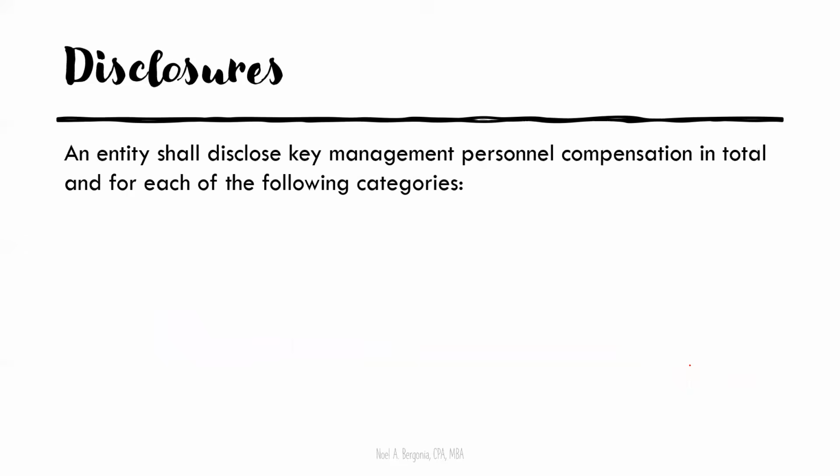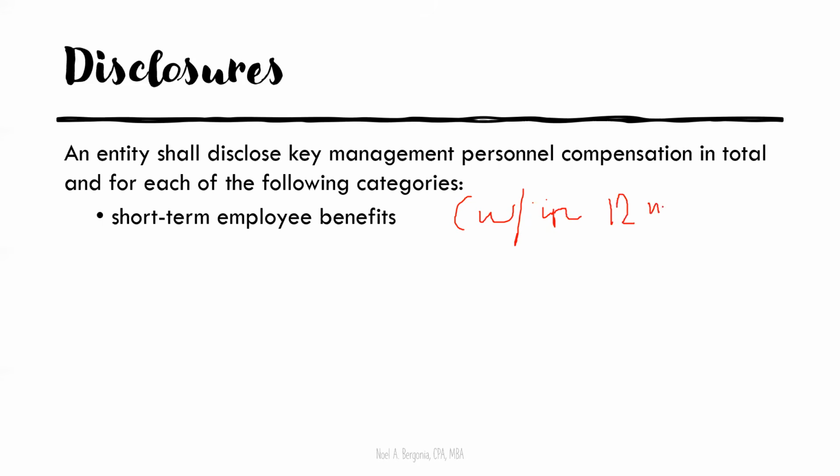Moreover, with regard to key management personnel, the entity shall disclose compensation, of whatever type, as defined under this standard, and also under the following categories. First, short-term employee benefits. When we say short-term employee benefits, this refers to the benefits expected by that employee within 12 months, such as salary or compensation, annual bonuses, de minimis benefits, and medical benefits.